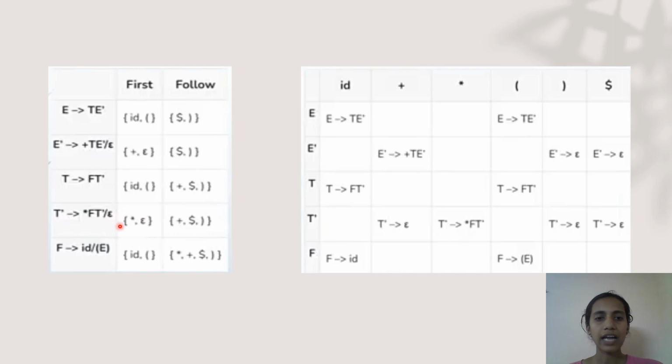Then at the star we will write T dash tends to star FT dash. For F tends to ID comma E, we will consider only ID comma open brace. Here we will write F tends to ID and F tends to open brace E. So this is all about predictive parsing. Thank you.